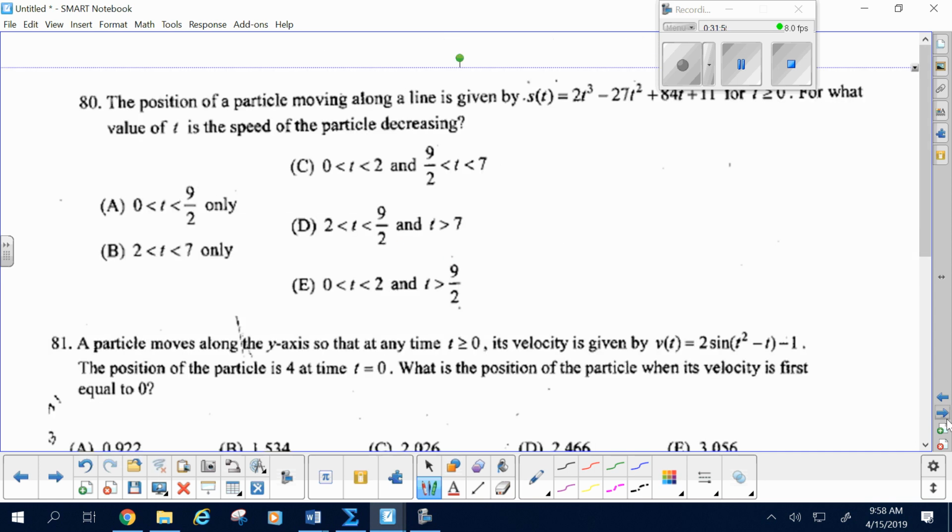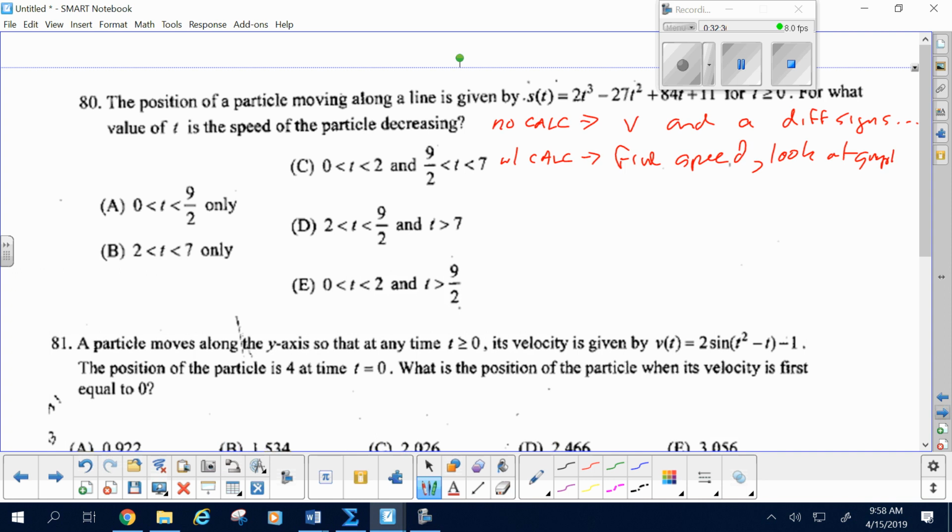80 on a no calculator problem would be a humdinger, but on a calculator problem, not too bad. Here's what I would have done, and I think it's quickest. Speed is decreasing. If it was a no calculator problem, I would have to find where velocity and acceleration have different signs. And that's a bit of a pickle in some cases. But with a calculator, couldn't I just say find the speed and then look at the graph to find when it's decreasing?